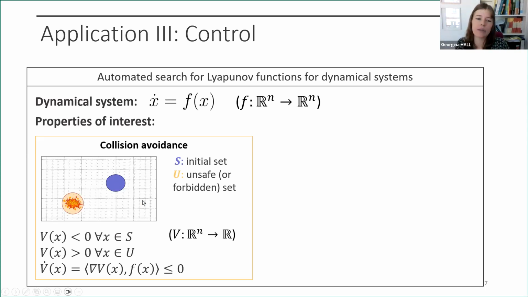And the way you do this is you look for what we call a Lyapunov function, which is a function that maps from Rn to R, and that has the following properties. It's going to be negative over the initial set. It's going to be positive over the unsafe set, and then you require that it decreases over time, and that will guarantee that you will never hit the unsafe set because it starts negative and decreases, so it will never go positive. So this is a way of certifying that you're going to avoid this unsafe set, and you search for this V as a polynomial, as you can see here.